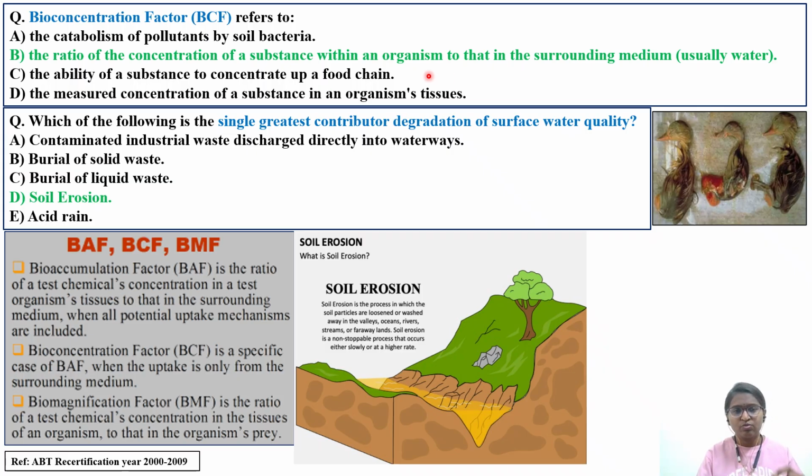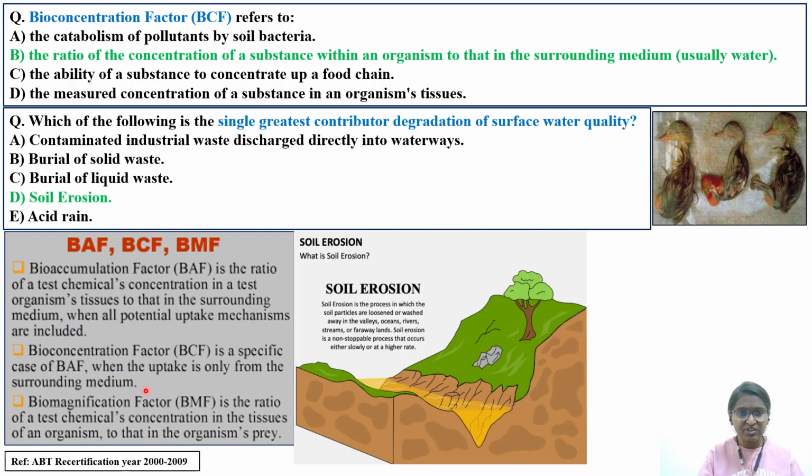So we'll see the important definitions we need to remember with respect to bioaccumulation factor, bioconcentration factor, and biomagnification factor. I would also request you to remember examples for each of these. Bioaccumulation factor is the ratio of the test chemical, whichever chemical you are testing, of its concentration in a test organism or tissue to that in the surrounding medium when all potential uptake mechanisms are involved. It means the exposure is through inhalation, oral, dermal, all the routes. Okay, that is the bioaccumulation factor.